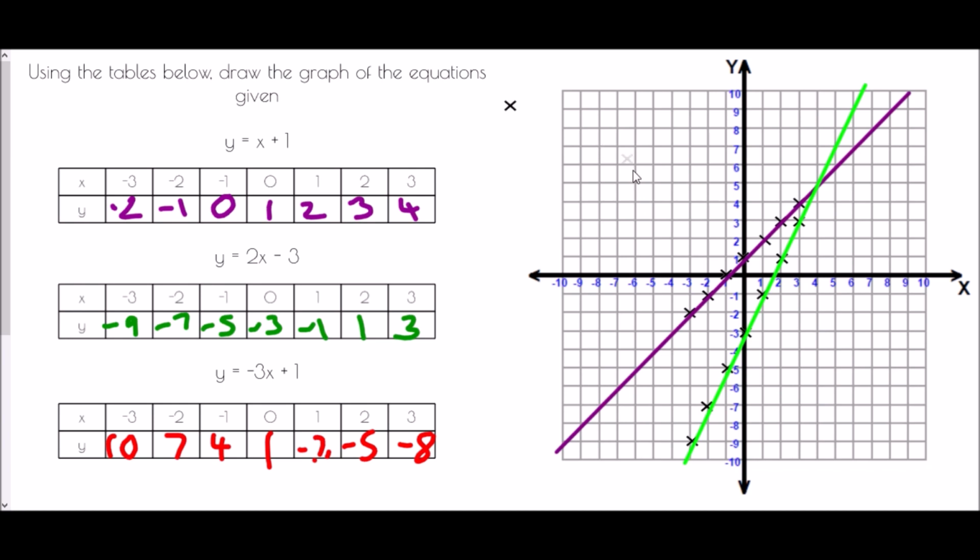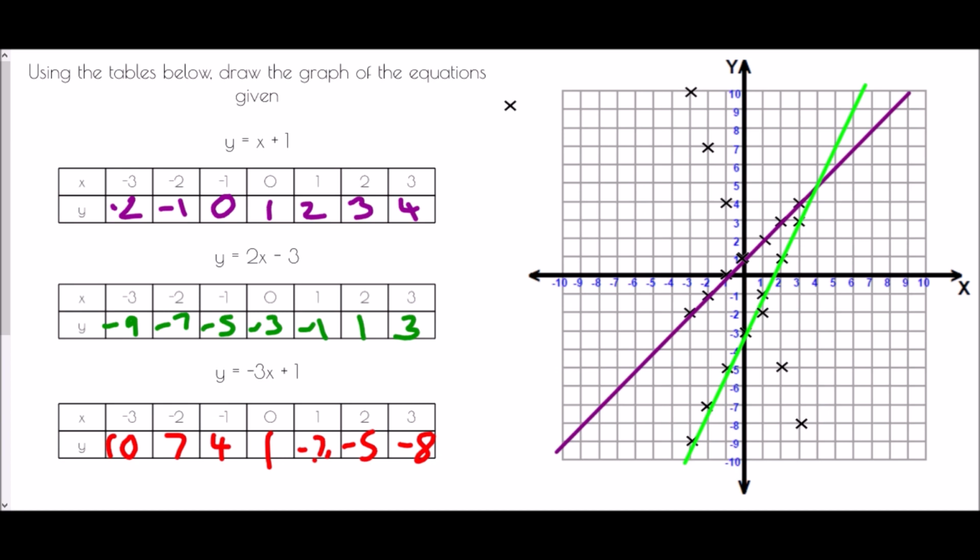So we've got negative 3, 10. We have negative 2, 7. We have negative 1, 4. And we have 0, 1. 1, negative 2. 2, negative 5. And 3, negative 8.